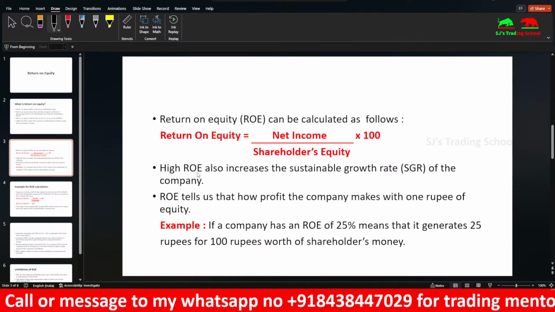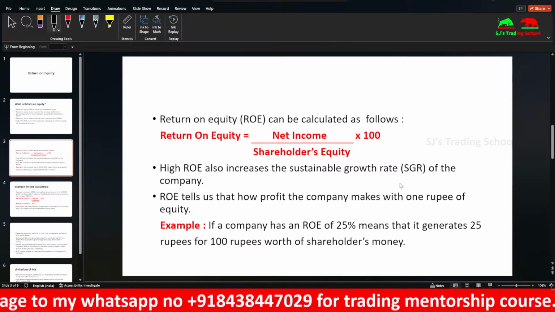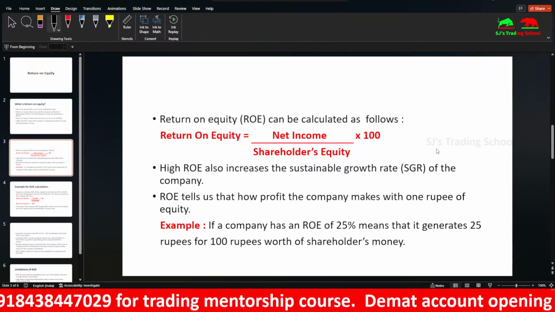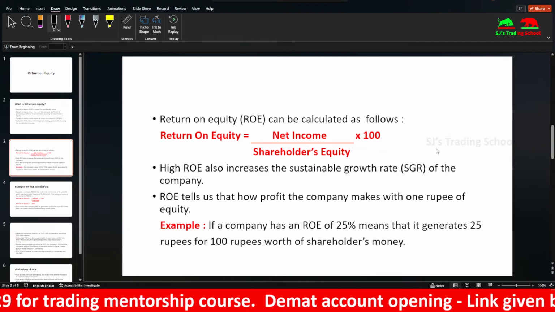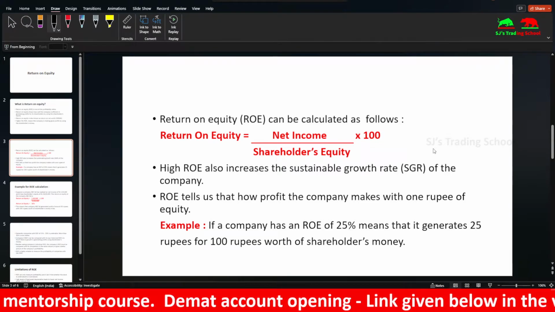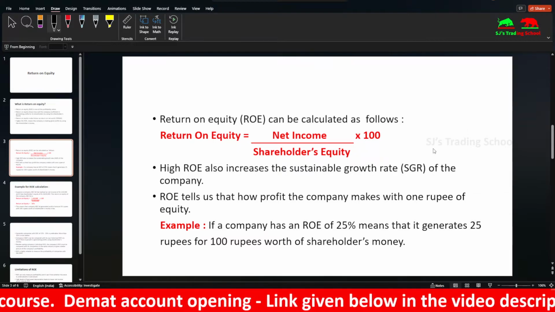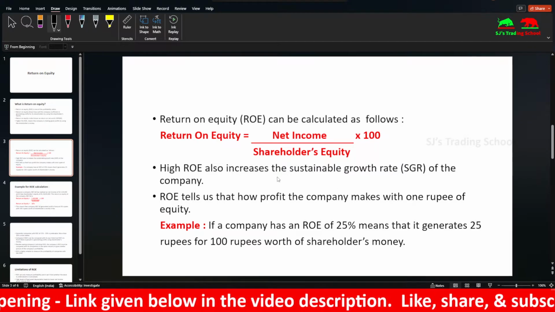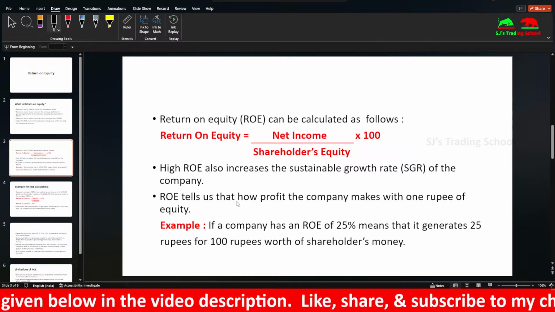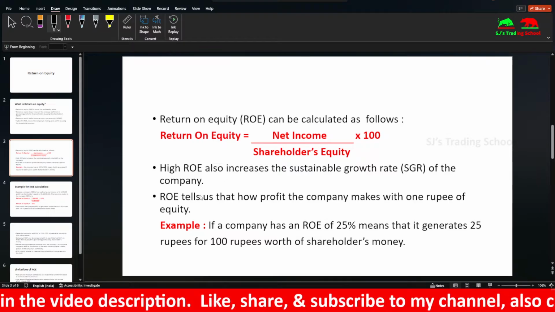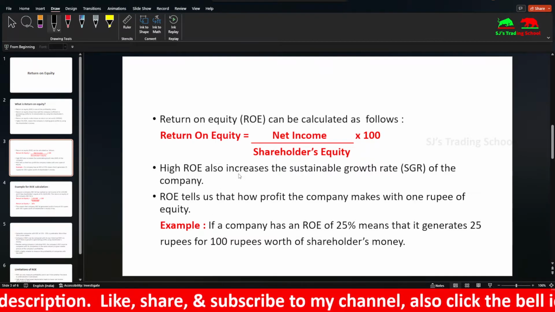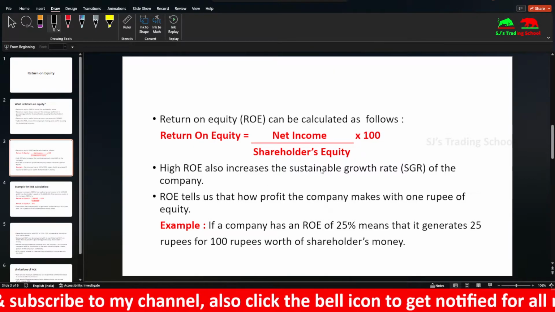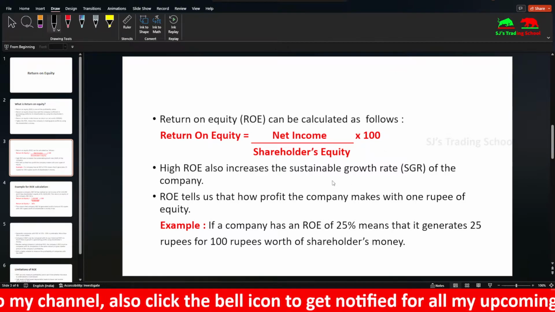A high ROE increases the sustainable growth rate of the company. If you're investing and looking at the financial stability of the company, you have to see the sustainable growth rate, whether it's growing at a rate that is sustained on a quarterly or yearly basis. A high ROE shows that the company's growth rate is sustaining. So this is what a high ROE tells. In simple words, how do you remember what ROE is? ROE tells us how much profit the company makes with 1 rupee of equity.